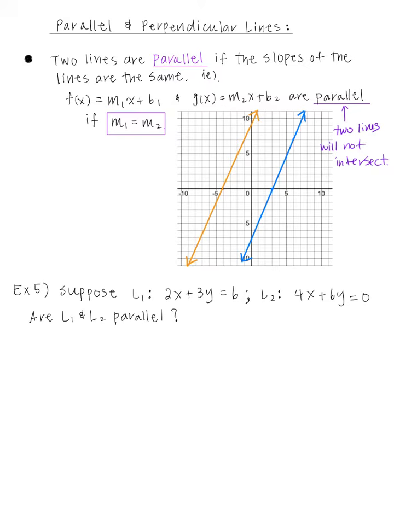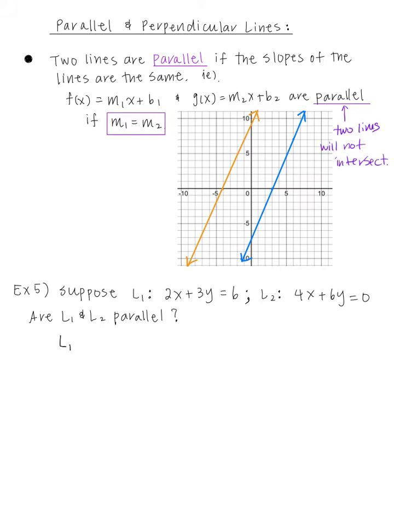Alright, so now before we begin, let's check our knowledge. What form is this equation in? So this is ax plus by equals c. So yes, this is in general form. They both are in general form. Okay, so now in order for us to determine whether L1 and L2 are parallel to each other, we have to find their slopes. Now if the slopes are the same, then yes, they're parallel. Alright, so keep that in mind.